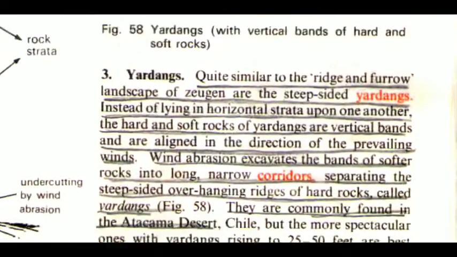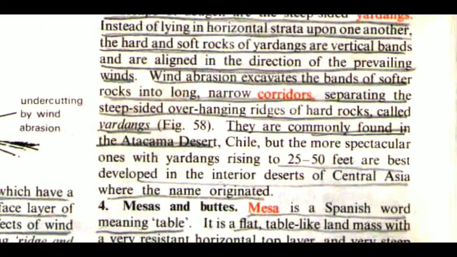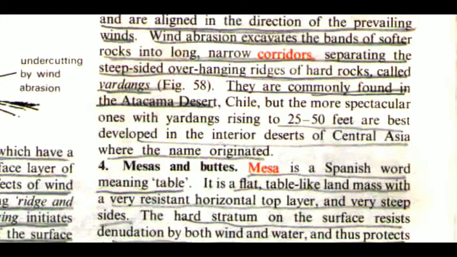And now the third one is yardangs. Quite similar to the ridge and furrow landscape of zeugen are the steep-sided yardangs. Instead of lying in horizontal strata upon one another, the hard and soft rocks of yardangs are vertical bands and are aligned in the direction of the prevailing winds. Wind abrasion excavates the bands of softer rocks into long, narrow corridors, separating the steep-sided overhanging ridges of hard rocks called yardangs. They are commonly found in the Atacama Desert, Chile, but the more spectacular ones, with yardangs rising to 25 to 50 feet, are best developed in the interior deserts of Central Asia where the name originated.